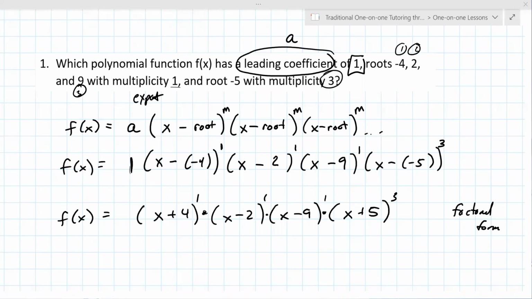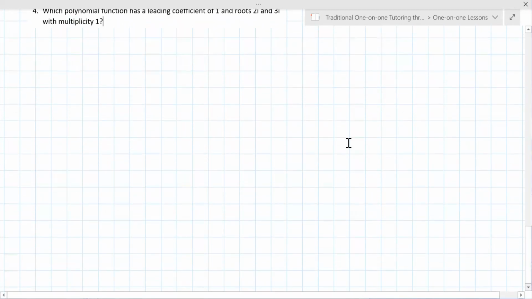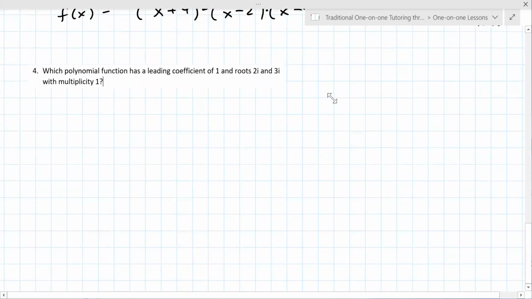Is that okay? Yeah, that's okay. All right. I've actually seen problems where we actually had to factor it out. Sorry, so expand it. Yes. It's really hard. Well, not super hard. It's just so much work. It's a lot of steps. Yeah.